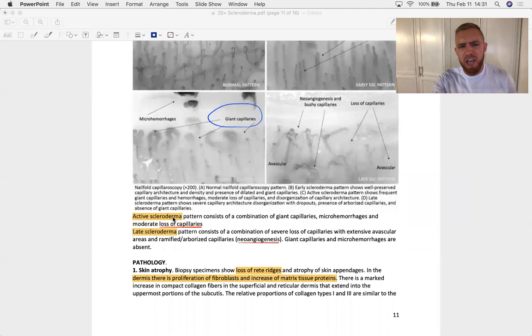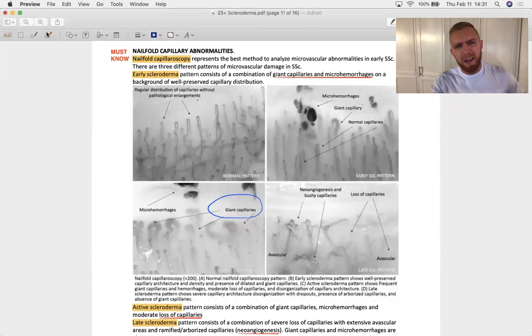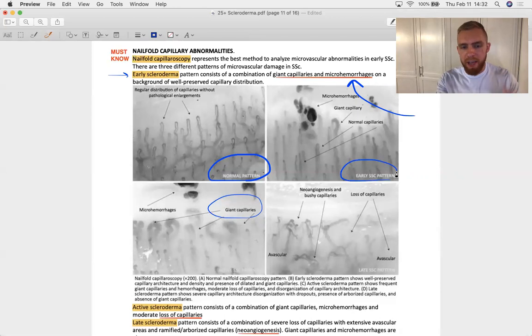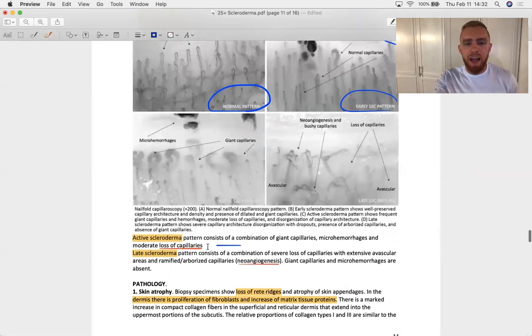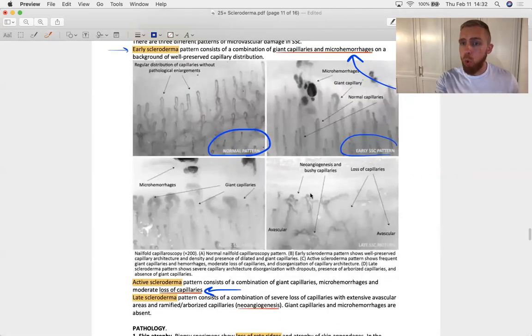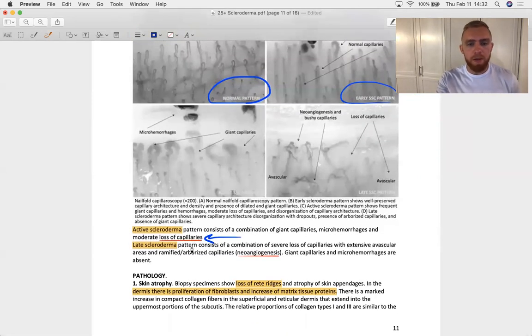And there are different stages that you might want to know. You might see a test question about this. Let's point out the 3 stages. First, there are the nail folds that you can see in early scleroderma, in which you see giant capillaries and microhemorrhages. Okay, so normal nails, you don't see any of that. Early scleroderma, microhemorrhages and giant capillaries. Now, in active scleroderma, you start to see the loss of capillaries. So maybe a reduced quantity or straight up number of capillaries compared to control when you look at it under a microscope. Then finally, in the late scleroderma pattern, you do not see giant capillaries or microhemorrhages.